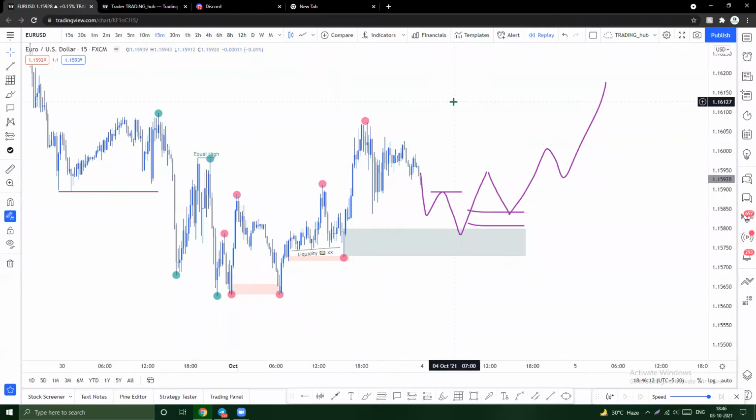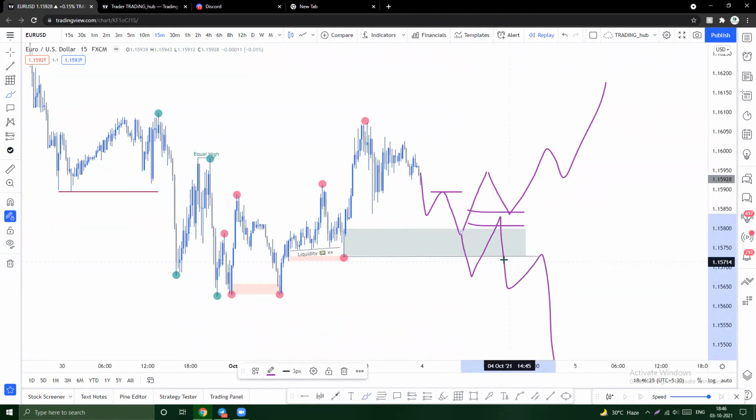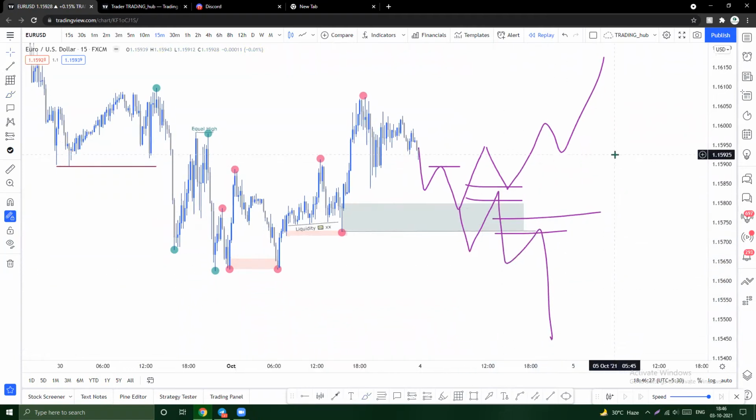So EUR/USD looks bullish, right? If the market is unable to hold this level and takes this low, we can see some sell reaction, like this. Okay, any more questions, you can ask me.